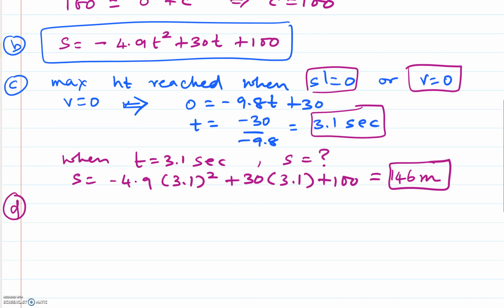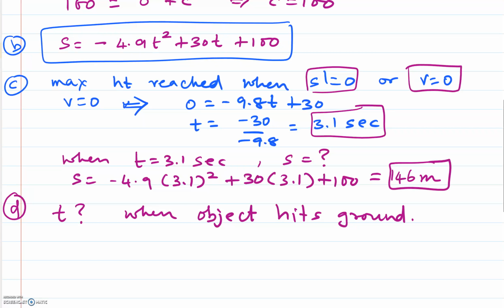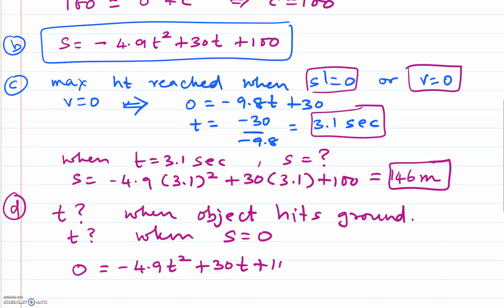question D. Question D is when will the object hit ground? What is the time when object hits ground? Object hits ground is what is the time point when s equal to 0. S is the height of the object, and when is s equal to 0? So we're going to use the s function. S function is from B, we have the s function. So I'm going to put s equal to 0 and find t, negative 4.9 t squared plus 30 t plus 100.